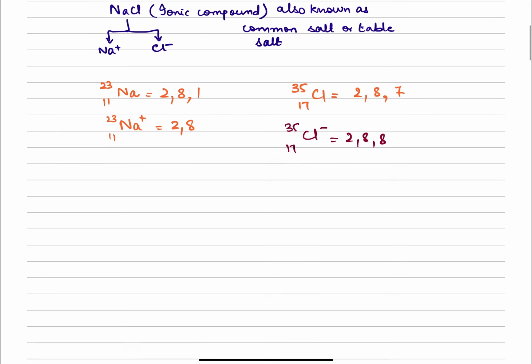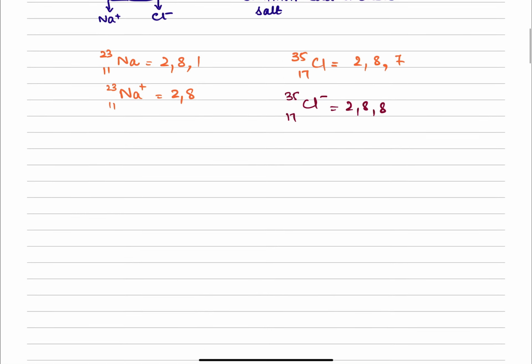Let's look at the dot and cross diagram of NaCl. So when I draw the dot and cross diagram of NaCl, sodium has 11 protons in its nucleus, but around the nucleus it will have only 2 shells. The sodium atom will have 3 shells or 3 energy levels, but the sodium ion, the sodium cation, will have only 2 shells because it has lost one electron and the outer shell is empty now.